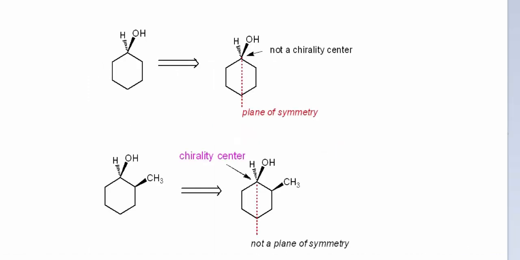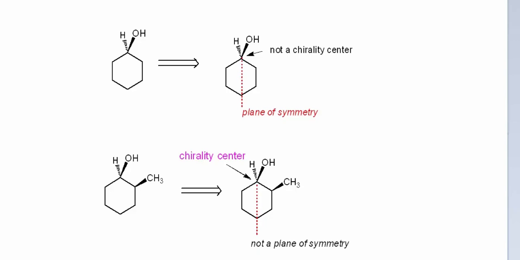Okay, next let's consider a ring structure containing a chirality center. At first thought, it would seem that a ring carbon could not even have 4 different groups, a requirement to be a chirality center. Because a ring carbon has 2 substituents and a ring, the ring is really one group, a single carbon chain connecting the carbon atom to itself.